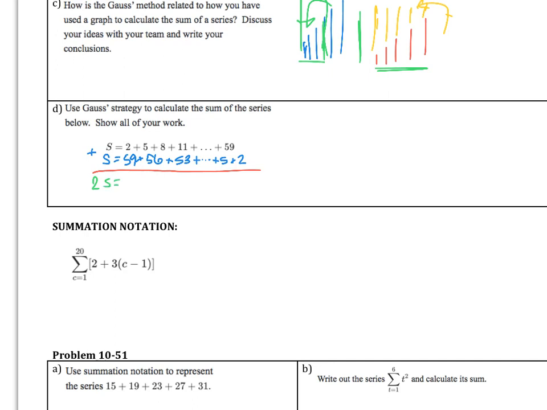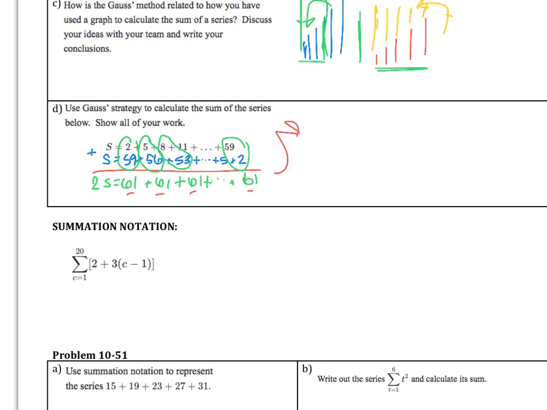And on the right-hand side, I've got 2 plus 59, that's 61, plus 5 plus 56, 61, 8 and 53, 61, all the way up to the end here, 59 plus 2, 61. So you can think of that 61 as the height of each of the columns if we copied and pasted the graph of this series on top of itself. This is convenient because when we add the terms, each of them add up to 61.